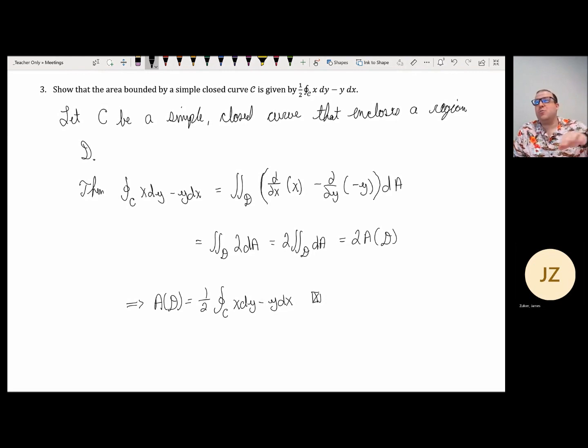This is now a third way of finding the area of a region. Right, first way was Calc 1. Second way was the double integral dA. Now the third way involves circulation. And don't be confused by the order because dy comes first and dx. It's still that partial x of F2 minus partial y of F1.